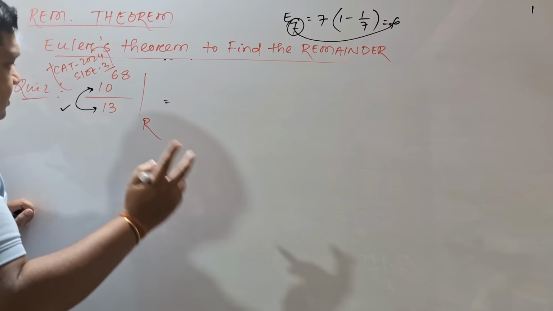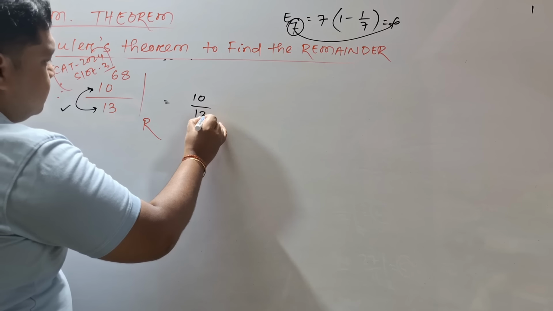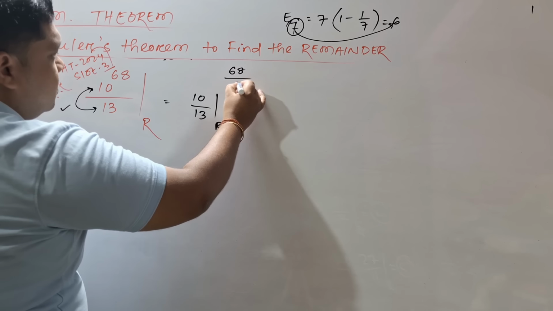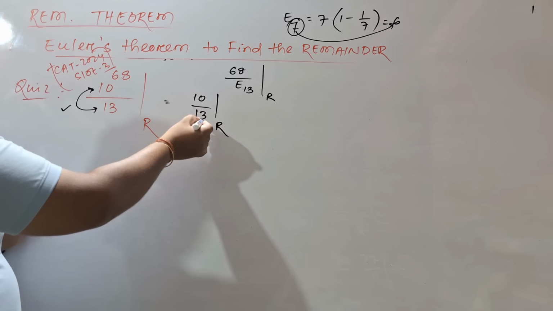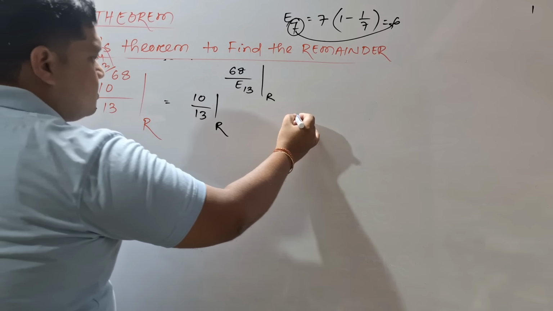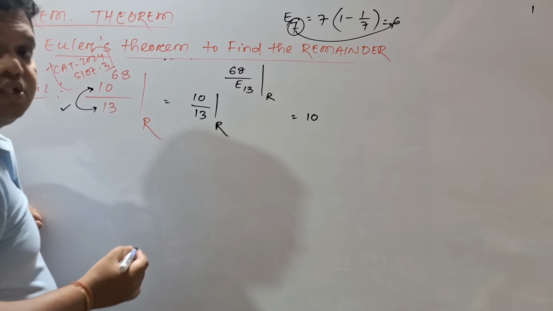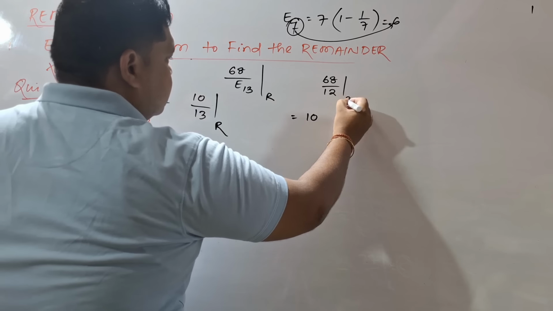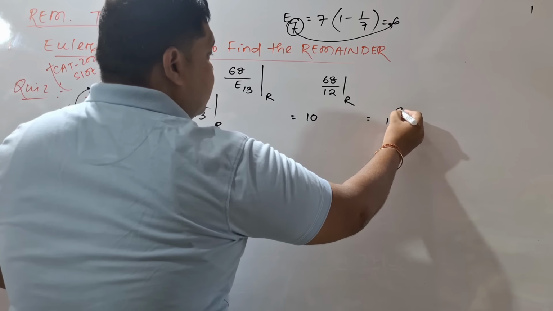Again and again I will say the same thing. Step 1: 10 when it is divided by 13, find the remainder. And step number 2: 68 when it is divided by Euler's number of 13, find the remainder. So 2 steps are there. 10 by 13, when a smaller number is divided by a bigger number, remainder is always the smaller number, 10. And here 68, Euler's number of 13 is 12. So 68 by 12, remainder is 8, because 60 is divisible by 12. So answer is what? 10 to the power 8.